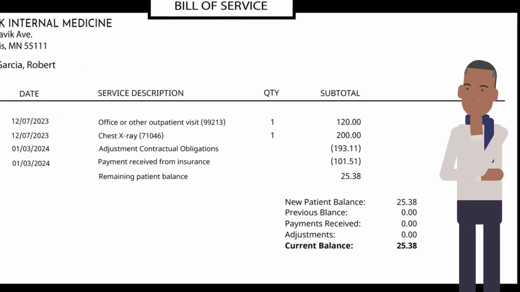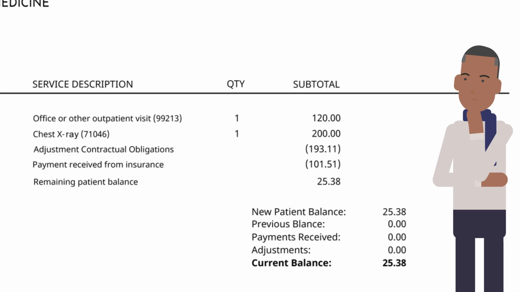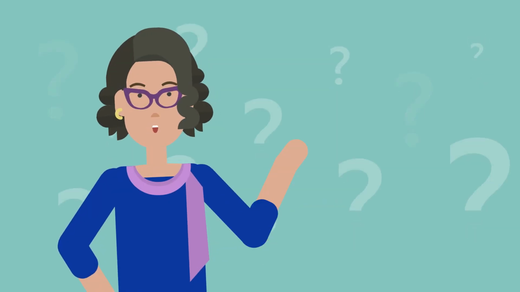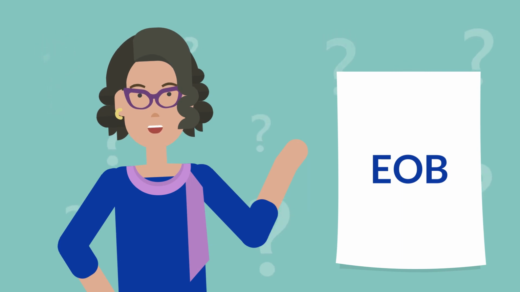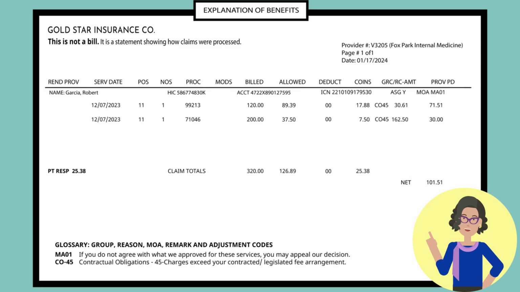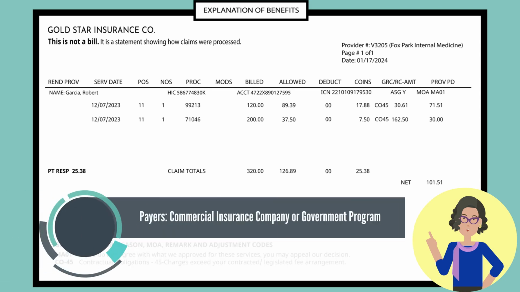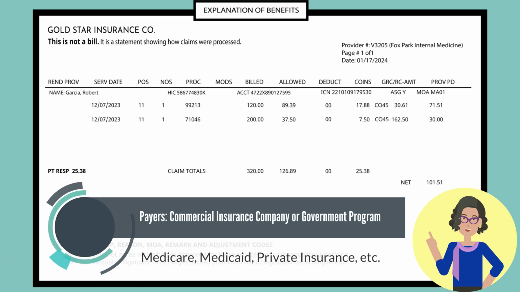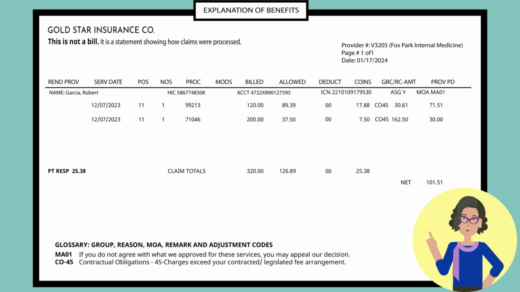According to the bill, with charges, adjustments, and payments provided by his insurance, that leaves Robert with a balance of $25.38 owed to his doctor. Now let's take a look at Robert's EOB to make sure that everything lines up. Remember that while EOBs from different payers, payer being a term we use to refer to any commercial insurance company or government program, such as Medicare or Medicaid, that pays for healthcare services, can look different, they will have most of the basic information listed here.